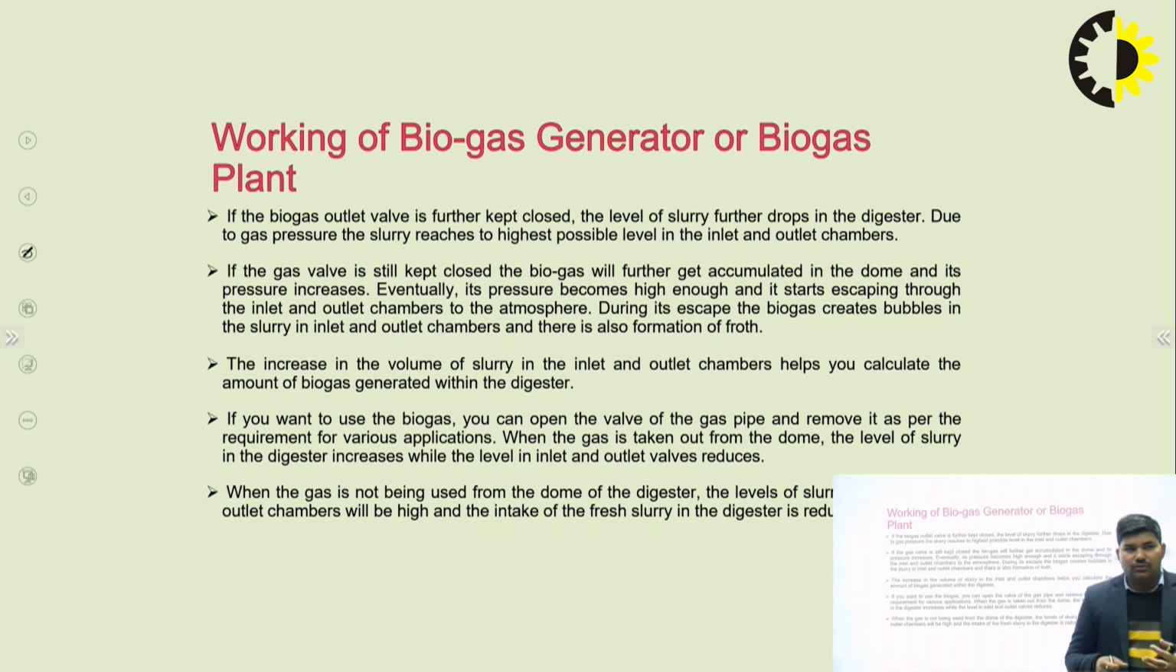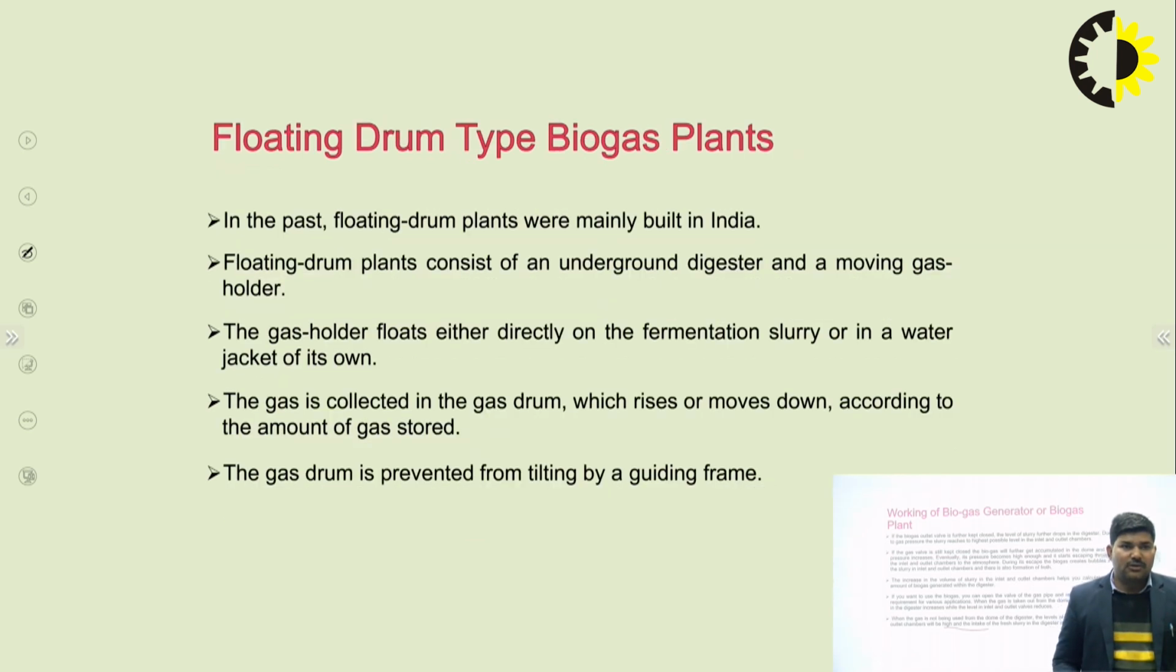So if you want to use the biogas, you can again open the valve of the pipe and remove this gas as per the requirement for various applications. When the gas is taken out from the dome, the level of slurry in the digester increases while the level in the outlet chamber reduces. When the gas is not being used from the dome of the digester, the level of slurry in the inlet and outlet chamber will be high and the intake of fresh slurry in the digester is reduced. So these are some working principles of how it works.